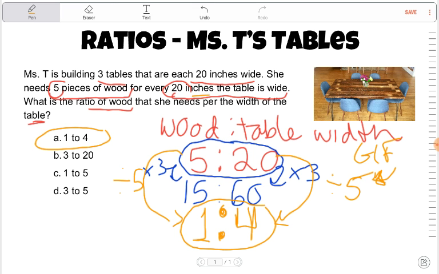So you can even think, well, this doesn't make sense because we need 5 pieces of wood for every 20 inches. Okay, this one doesn't make sense because when we divide 20 by 5, we don't get 5, we get 4. And this one I think just uses some other numbers from the problem, 3 and 5. That one's just there to trick you if you're not reading it closely. But the final answer is for every 1 piece of wood, I can make 4 inches of table. So the ratio is 1 to 4.